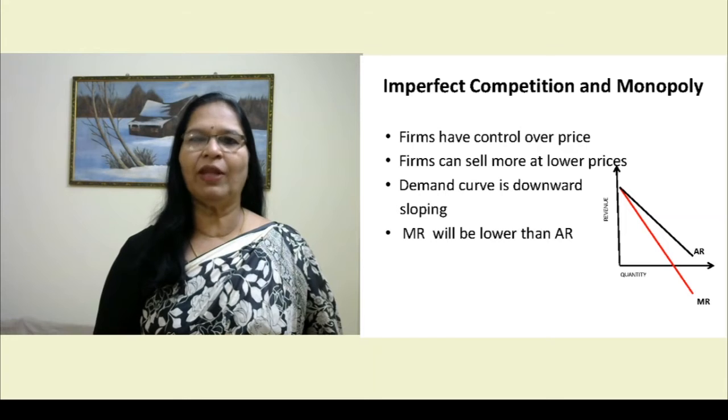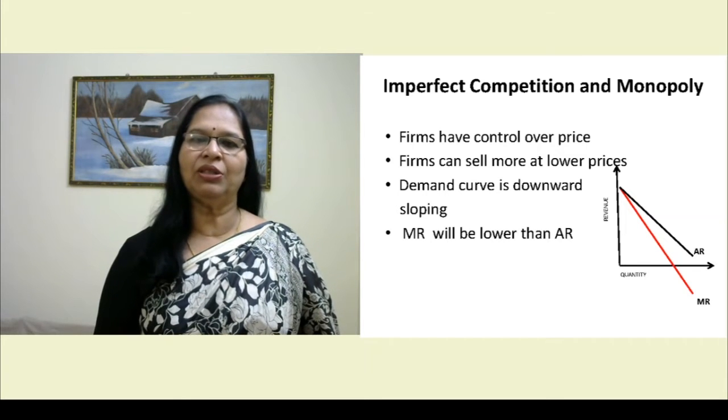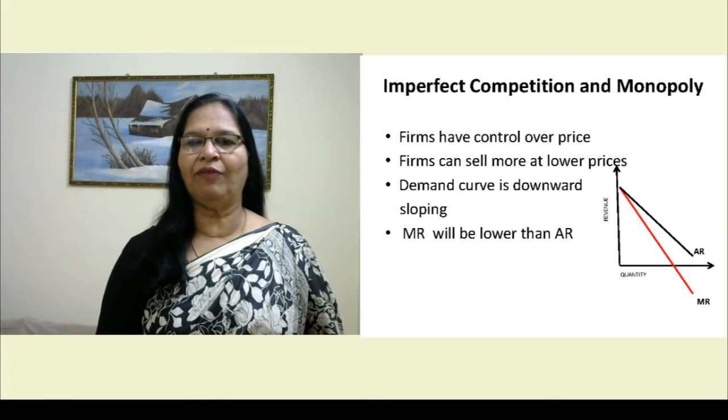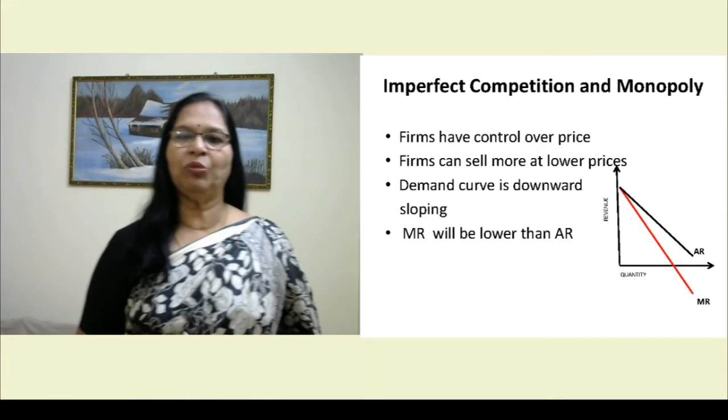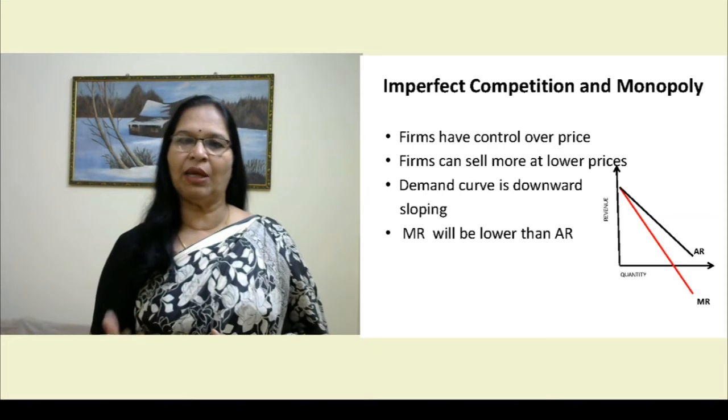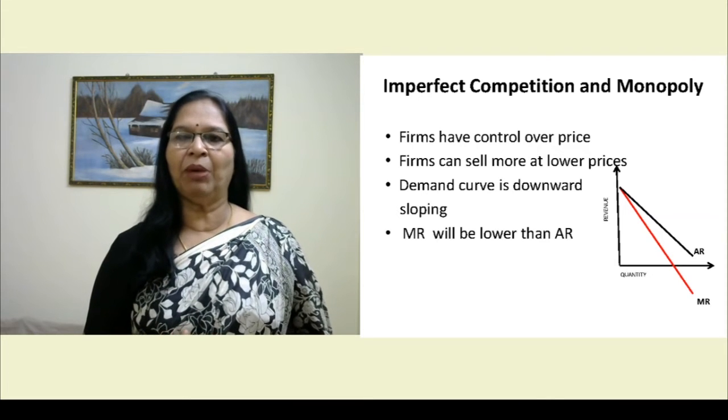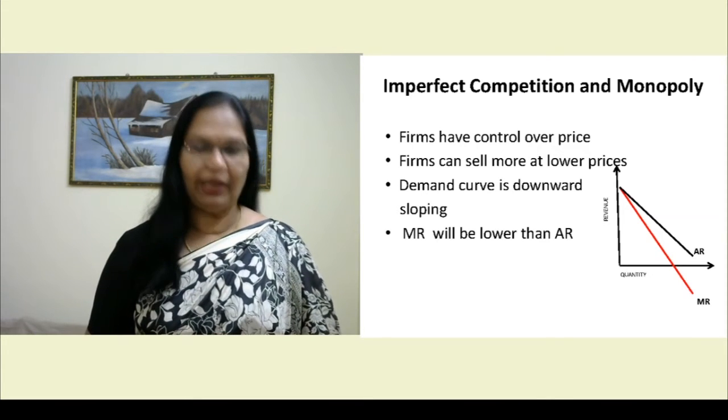And because of that, we will find that the marginal revenue will be lower than the average revenue. So in the diagram, you can see the average revenue is above the marginal revenue, and marginal revenue can also become negative.